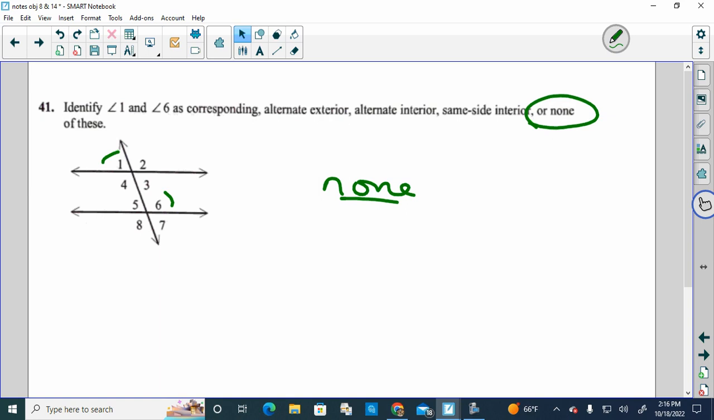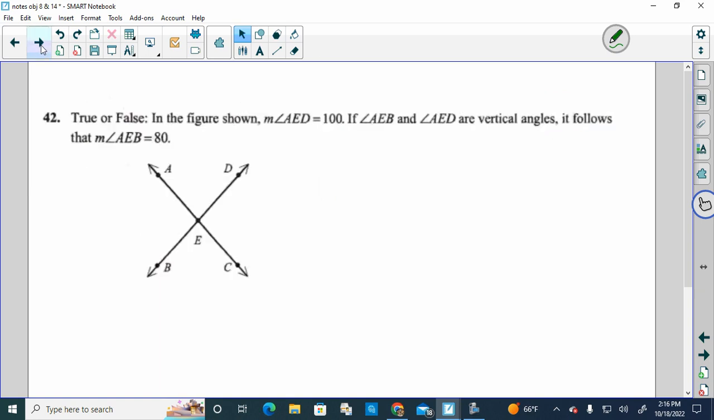Good on that one? Okay, next one. We only have a total of 3. And again, you can abbreviate T or F. So true or false: in the figure shown, the measure of angle AED equals 100. And if AEB and AED are vertical angles, then AEB has to be 100, or has to be 80. And then just draw a little sketch.